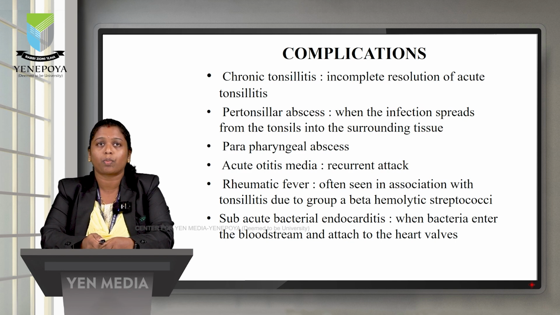Then the next one is rheumatic fever. This is an inflammatory disease which affects the heart and is often seen in association with tonsillitis due to group A beta hemolytic streptococci. And the last one is subacute bacterial endocarditis. Here there will be inflammation of the endocardium when bacteria enter the bloodstream and attach to the heart valves, which leads to endocarditis. Okay. So these are the major complications that happen because of tonsillitis.